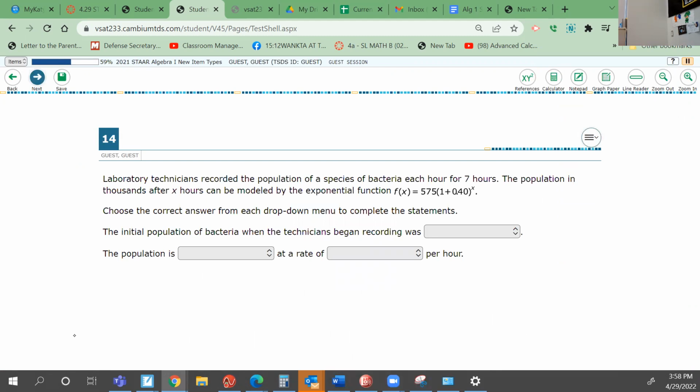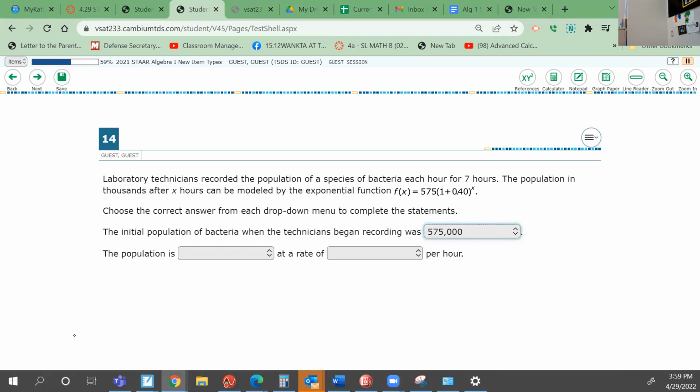On this one, it said a laboratory technician recorded the population of a species of bacteria each hour for 7 hours. The population in thousands after x hours can be modeled by an exponential function. Choose the correct answer. So the initial population, right? This is your initial value. The 575 is your initial value or your y-intercept. But it's in thousands, so it has to be that one.